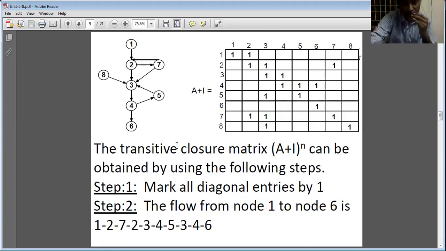How you can obtain (A+I)^n: first, mark all diagonal entries by 1. Step 2, the flow from node 1 to node 6. What is the flow? 1 to 2, then 2 to 7, then 7 to 2, then 7 to 3, then 2 to 3, then 3 to 4, then 4 to 5, then 5 to 3, then 3 to 4, then 4 to 6.